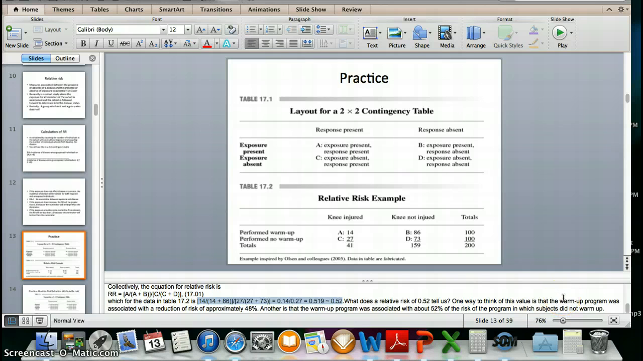Hopefully you tried that. So what does that relative risk of 0.52 tell us? Well, one way to think about it is that the warm-up program was associated with a reduction of risk of approximately 48%. Another way to look at it is that the warm-up program was associated with about 52% of the risk of the program in which subjects did not warm up. So we're looking at risk, and the difference between warming up and not warming up, and we measure that with relative risk.